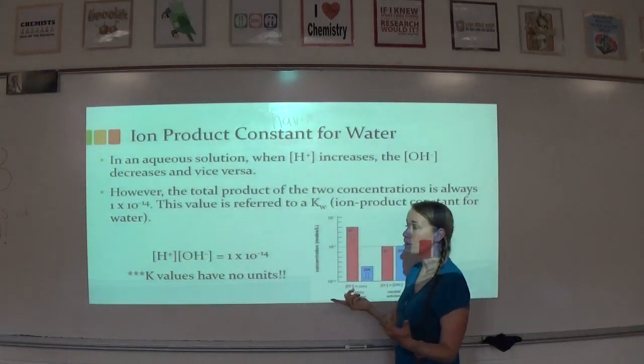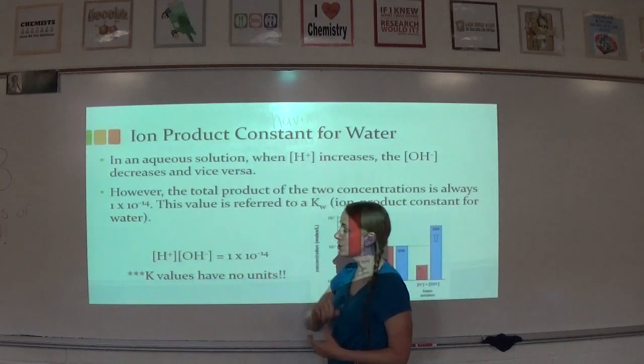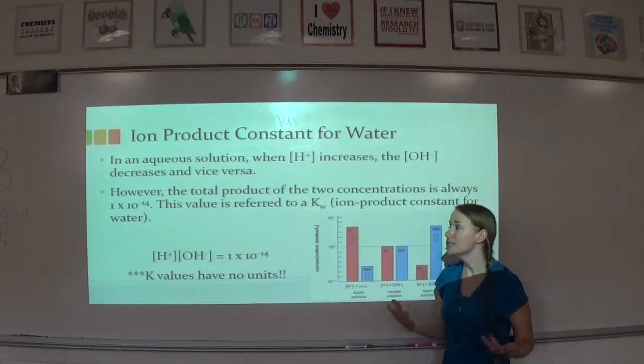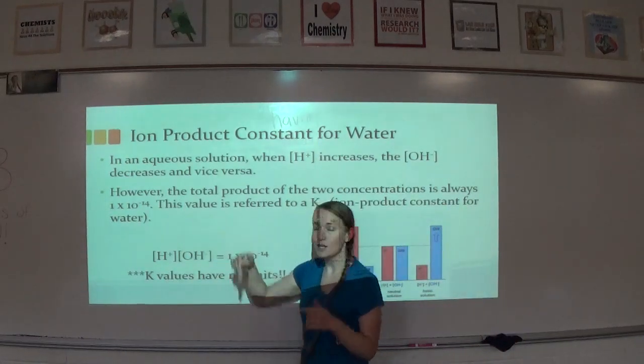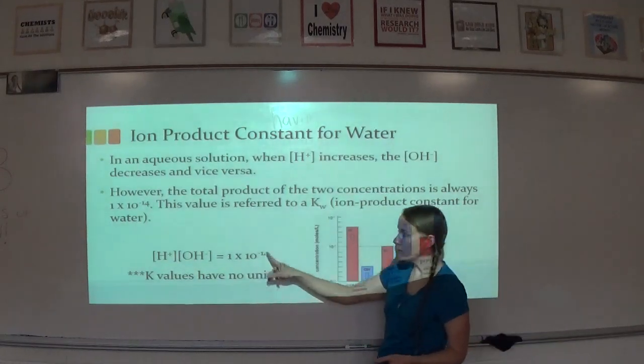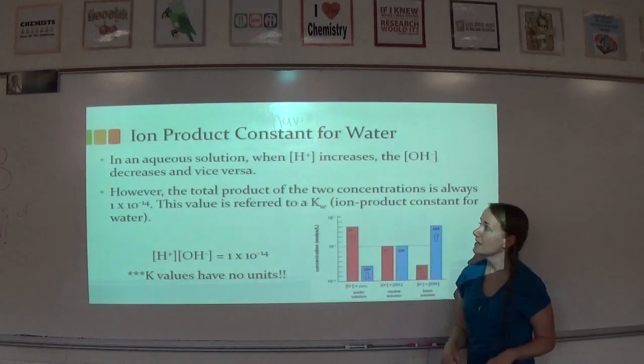So here's our first formula for doing calculations. Your concentration of H plus times your concentration of OH minus must always equal 1 times 10 to the negative 14. That means if this number increases, then OH minus would have to decrease to still make that same product. And K values have no units, so that's why the 1 times 10 to the negative 14 is unitless.